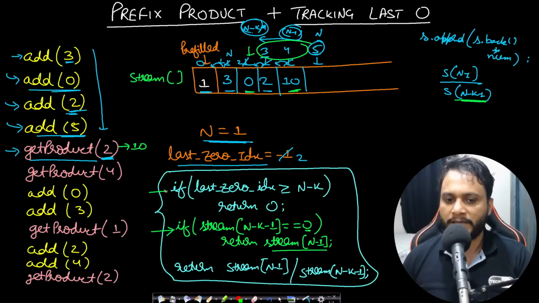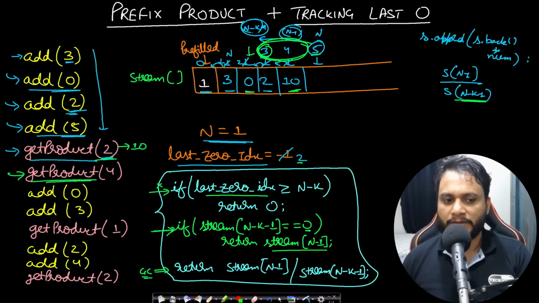Now this case is saying if a 0 lies within the range in which we are interested. So we will already be checking that. So last 0 index, is it greater than or equal to n minus k? The n value is 5, the n minus k value is 3. The last 0 index is at 2. So 2 greater than or equal to 3 is incorrect. So this will not run for our case of get product 2, right? But this second condition will run. If the second condition is also not running, then this is the general case. This will definitely be just the division, like the prefix product technique, right?